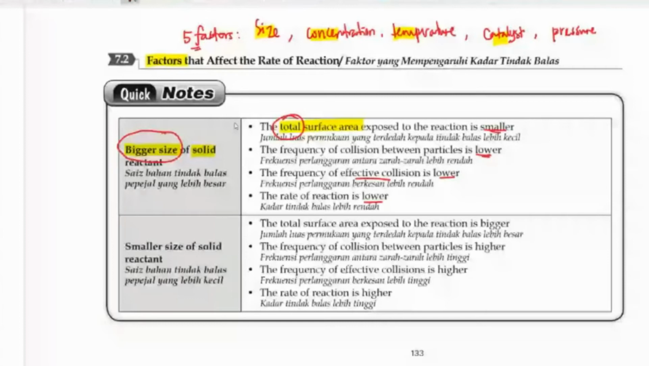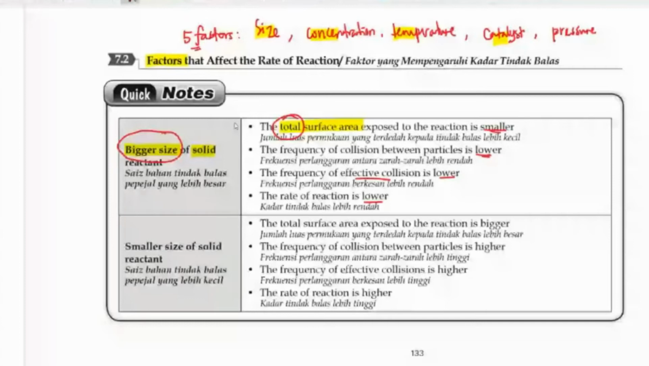What is the meaning of collision theory? For the smaller size, the total surface area exposed for the reaction is bigger. Total surface area is bigger. Frequency of collisions between the particles is higher. The frequency of effective collisions is higher. The rate of reaction is higher. That's for smaller size.